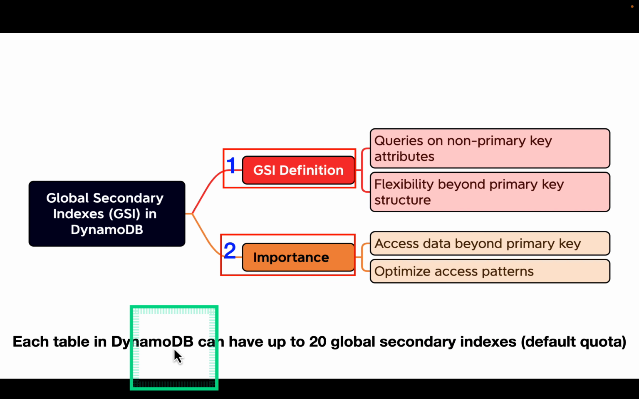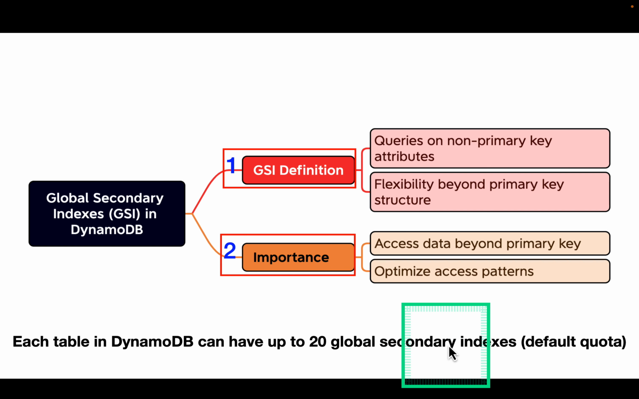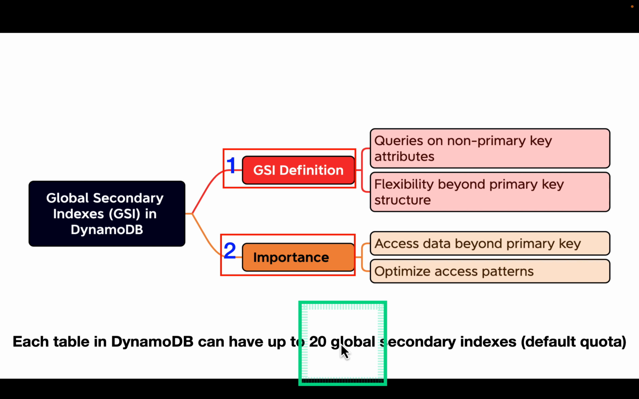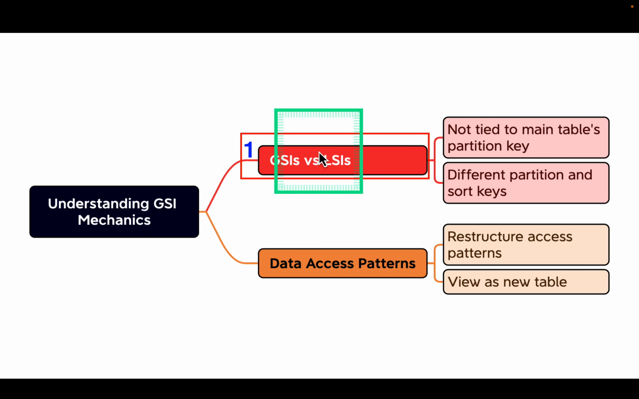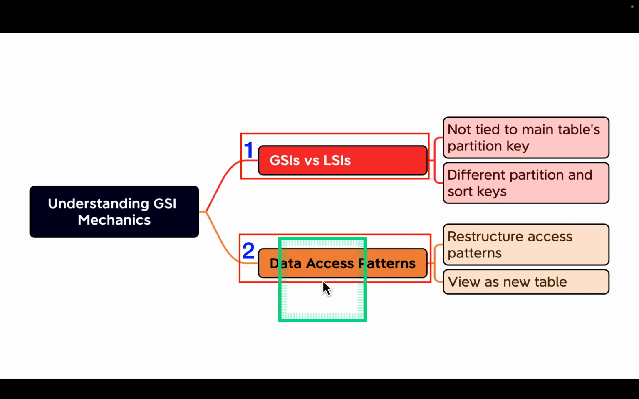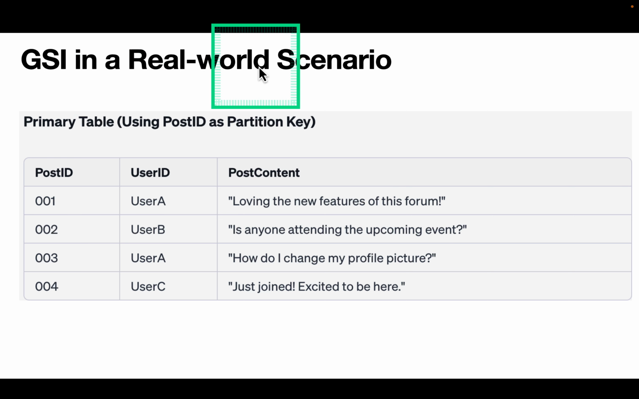One more thing: each table in DynamoDB can have up to 20 global secondary indexes. This is the default. For local secondary indexes, which we have seen, the max limit is 5, but this one has 20. And anyway, because an LSI has to be created at creation time, 5 is fine, but here you have more flexibility. So, understanding GSI mechanics. Unlike LSIs, GSIs are not tied to the main table's partition key. They can have entirely different partition and sort keys. This means you can essentially restructure your data access patterns almost as if viewing the data in a completely new table. So let's see one real world scenario.